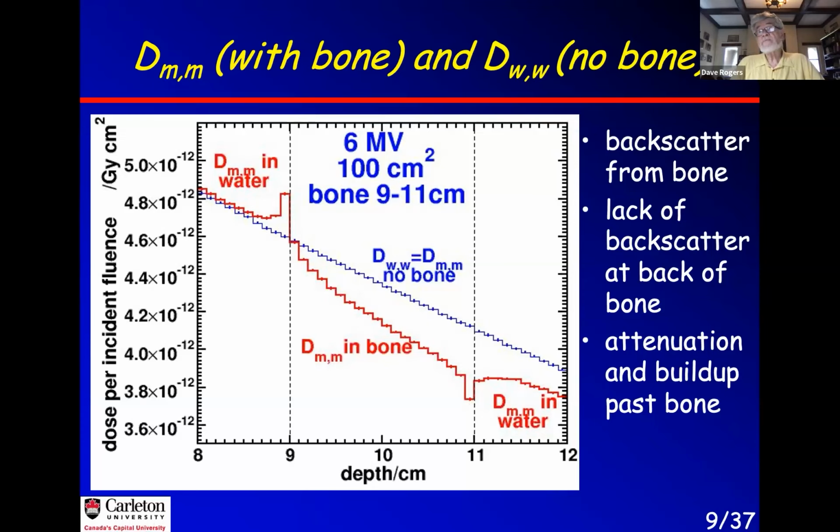And down here, just before you get to the back of the bone, when you're calculating the dose in the bone, there's a lack of backscatter. And then you can see in this region down here that there's a slight buildup factor region, rather, after you've gotten out of the bone. So that's the standard, and these are of course all Monte Carlo calculations that are presenting this.